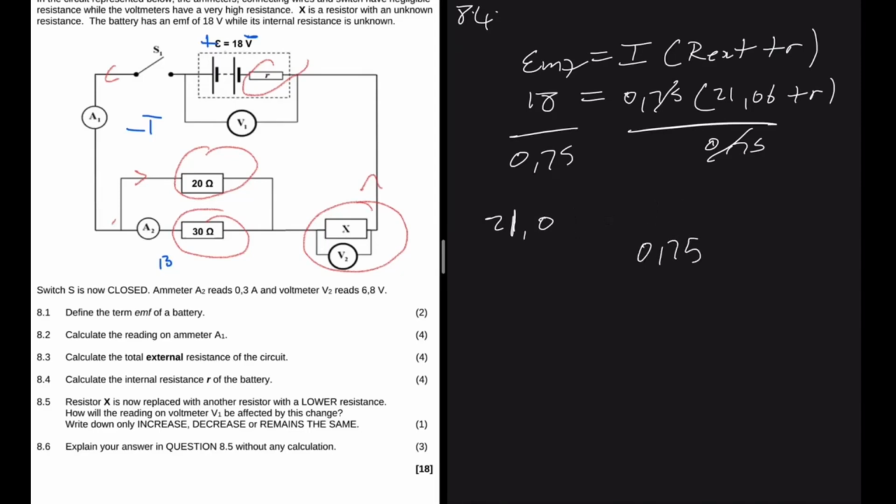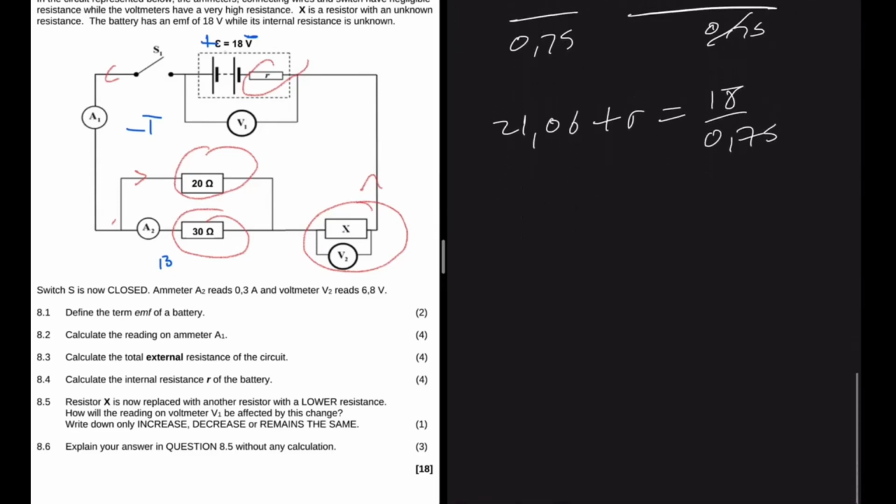We have plus R here, I'm making a mistake. So that is 21.06 plus R is equal to 18 divided by 0.75. Now we can make R the subject of the formula, right? We're going to get the internal resistance being equal to 18 divided by 0.75 minus 21.06. And then if I put that in my calculator, I'm getting the internal resistance to be 2.93 ohms.